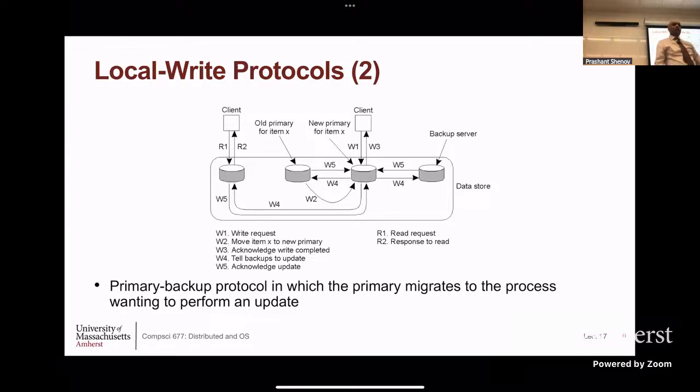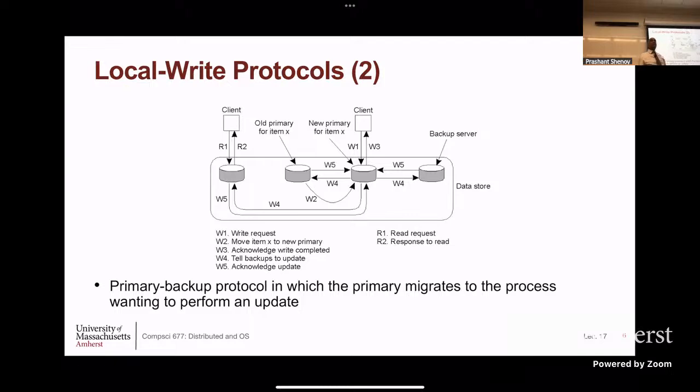Question: is this going to happen for single writes or multiple writes? If there's only one client accessing a data item, you can move the primary to the local machine where the writes are happening. That is going to be more efficient because the writes are hitting the local machine, and that's faster. But if there are two clients, and both of these clients are performing writes, you cannot have two primaries. You still need one primary. So either you keep the remote machine the primary, you don't move it at all, or one of these clients takes over the responsibility of the primary and the other one is still getting remote access.